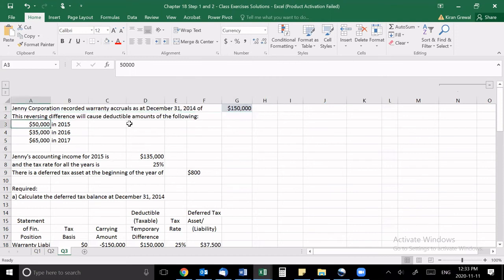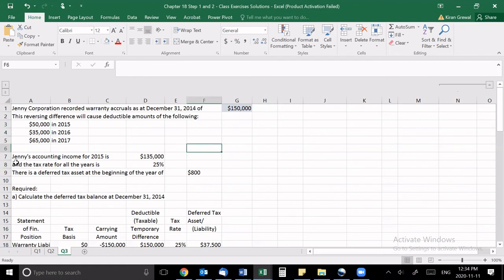They're going to actually pay $50,000 to service this warranty in 2015, 35,000 in 2016, 65,000 in 2017. So 2015, 16, 17, this is when it can be recorded for tax purposes because that's when the cash is going to be paid. The accrual was just done in 2014. If you add up the three amounts, 2015, 16, 17, we get 150,000. So the full accrual was used up in the 3 years.